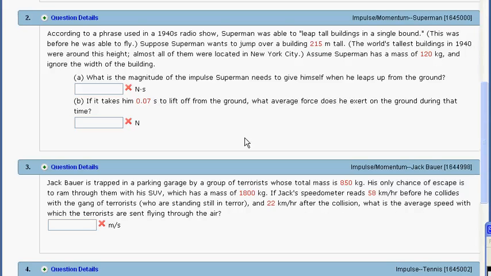All right, straight on to problem two. This is sort of the old traditional Superman who was faster than a speeding bullet, more powerful than a locomotive, and able to leap tall buildings in a single bound. So what we've been given is a building with a certain height, and Superman wants to leap it. He has to get up to that height and get over it. He has a certain mass, and so what is the impulse he needs to give himself when he leaps up from the ground? Pretty simple, right?